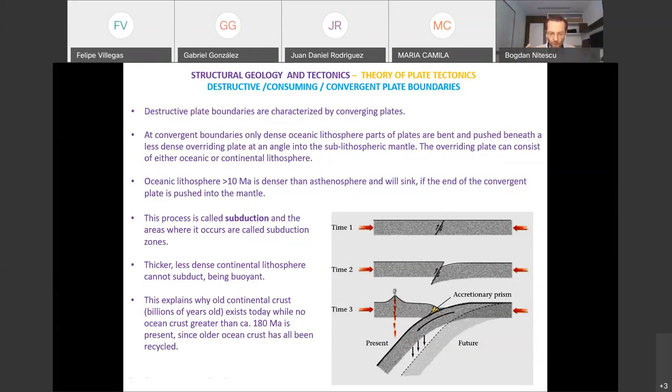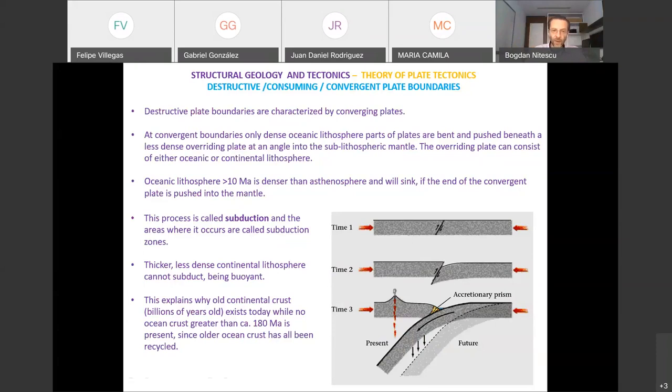So the conclusion of this rule of the game is that we don't have oceanic lithosphere that is older than 180 million years old. Because the older one, before 180 million years, so we talk about the Mesozoic here, has sunk already, no longer exists, was subducted. But we have very old continental crust because the continental lithosphere cannot sink. So with the formation and growth of the continents, the continents exist there. They are not going to be destroyed. It's only the oceanic lithosphere that is being destroyed.